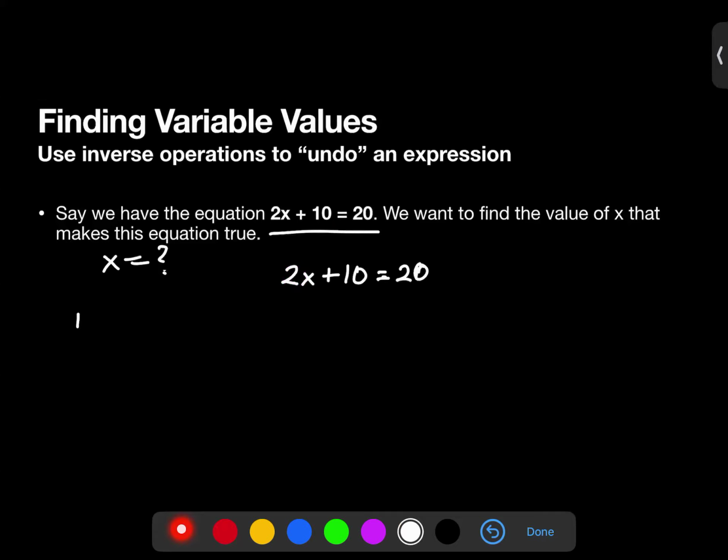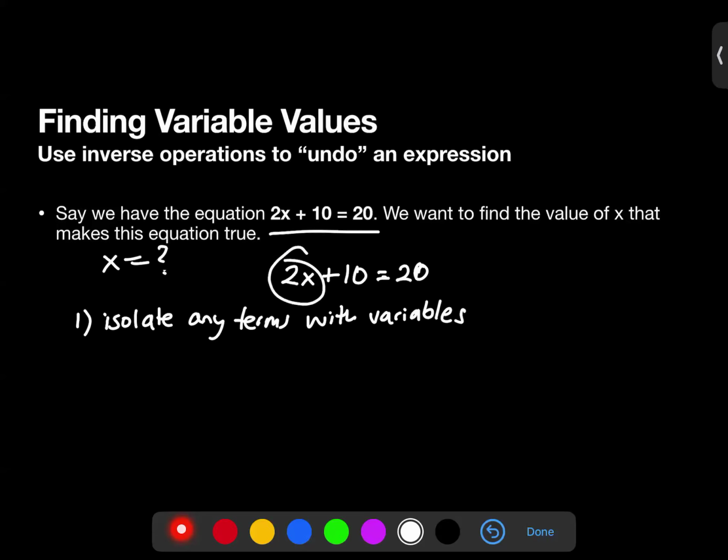So the first step is to isolate any terms with variables. So isolate means to bring it alone. So essentially what we want to do is have the variable expression, so the variable term, by itself. So we don't want anything else on that side. So what we need to do is bring the 10 over to this side. And how do we do this? We do it through inverse operations.